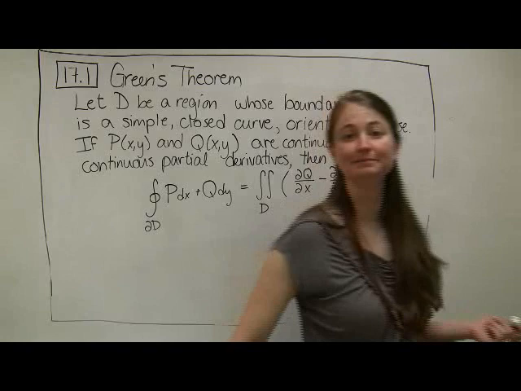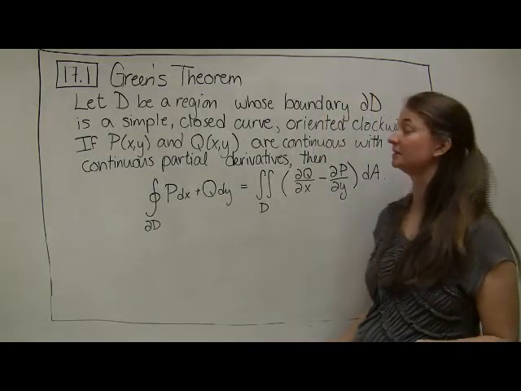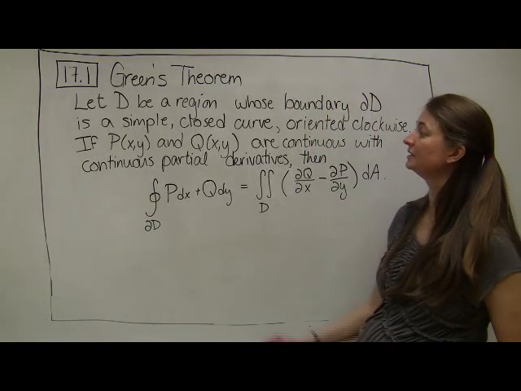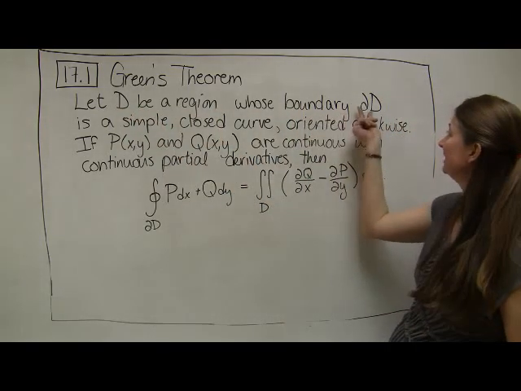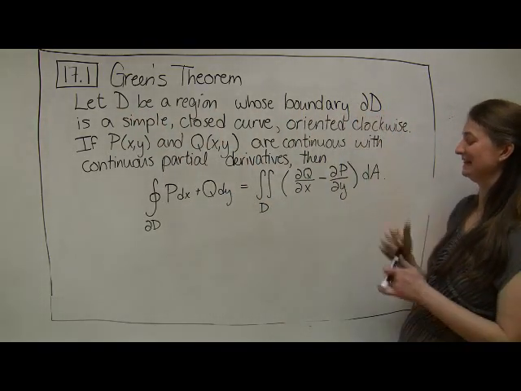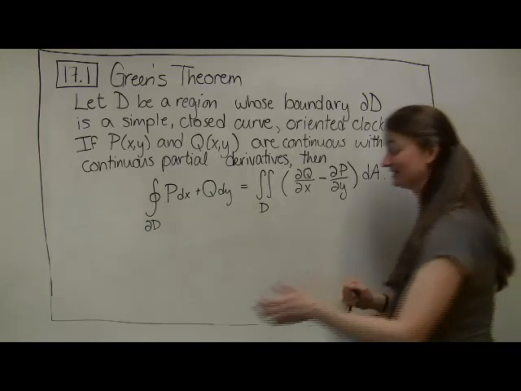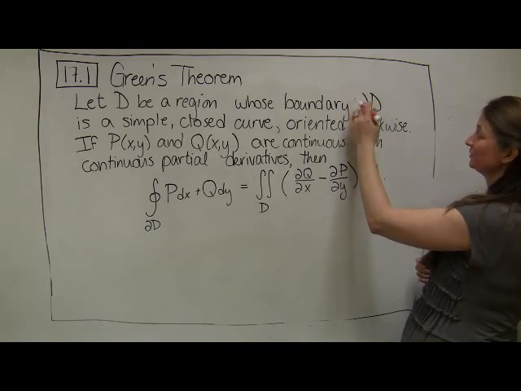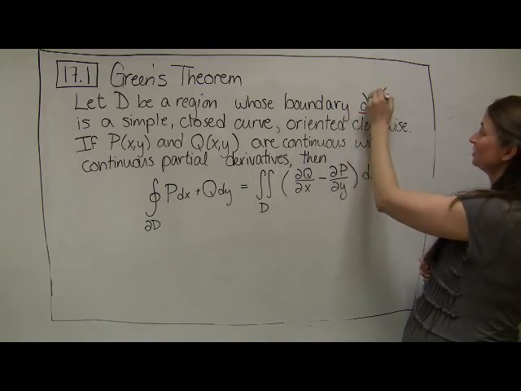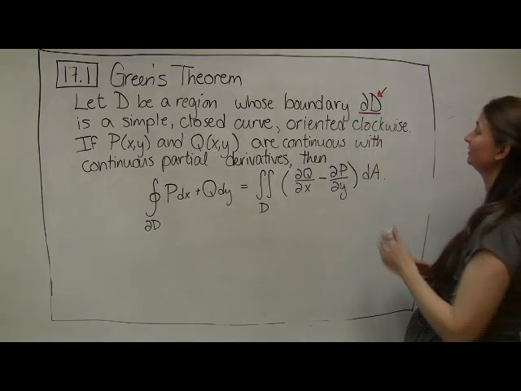So we're going to leap right in. Here's our statement of Green's theorem. Green's theorem says that if D is a region whose boundary of D, and this is terrible notation, and it's pretty standard that we use the same symbol for boundaries as we do for partial derivatives, but this is really just the outside part of D, the boundary.